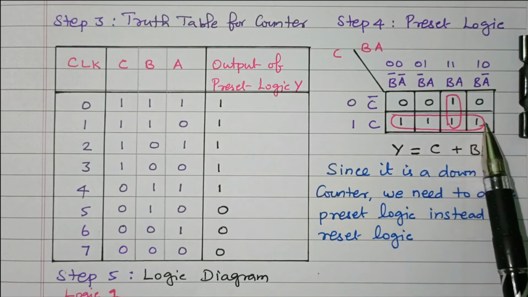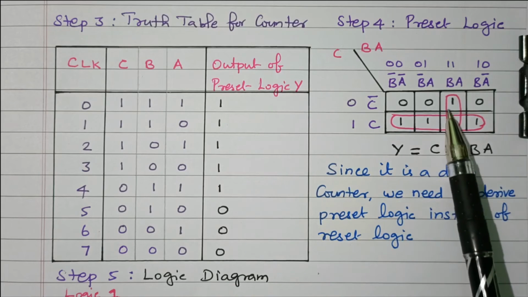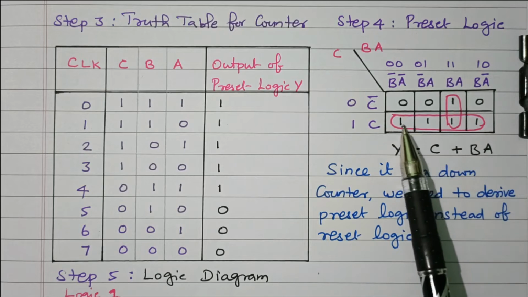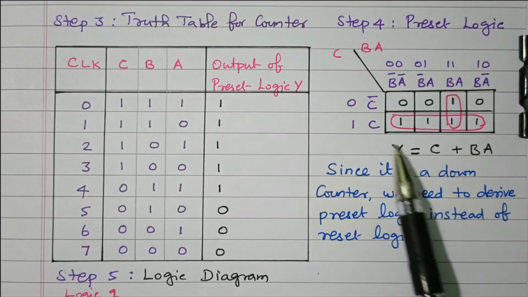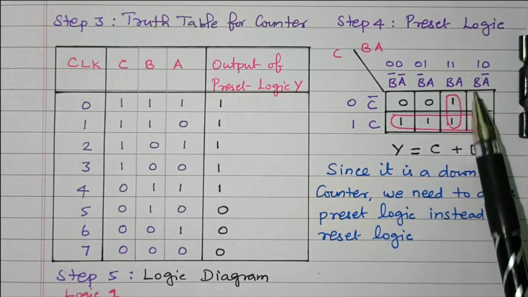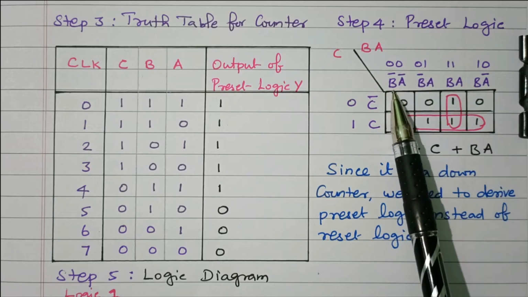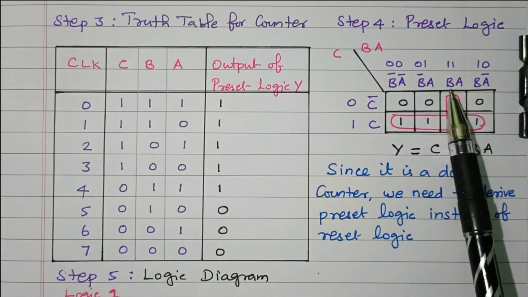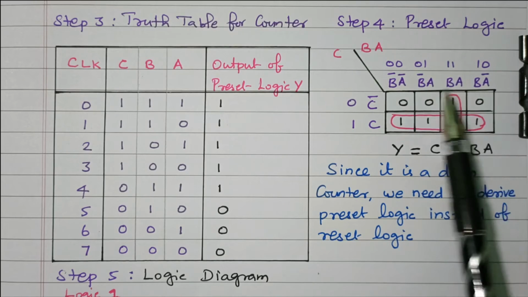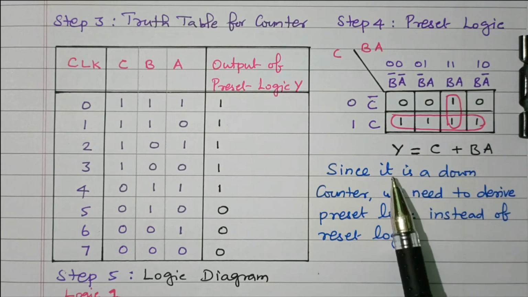So these four cells are grouped together. These two cells are grouped together. While grouping these four cells, we have to refer the corresponding second row. Second row is C. Similarly, corresponding columns, all four columns are covered. So B bar A bar cancelled by BA, B bar A cancelled by BA bar. So all are cancelled. Only C is there.